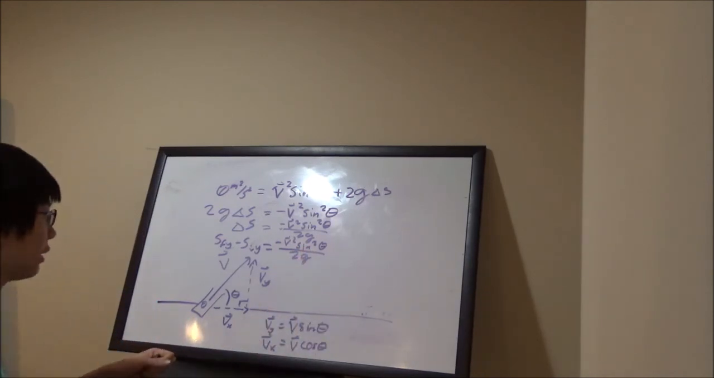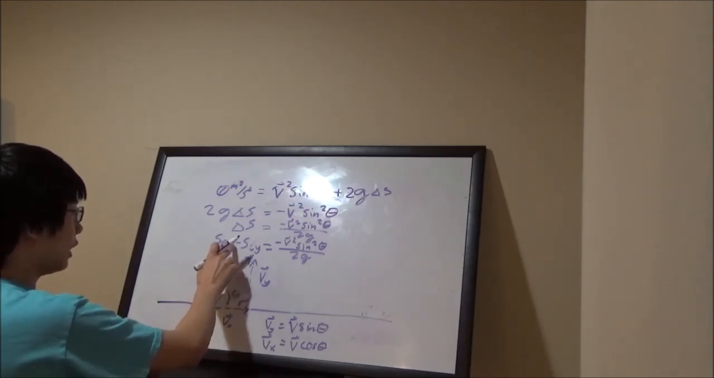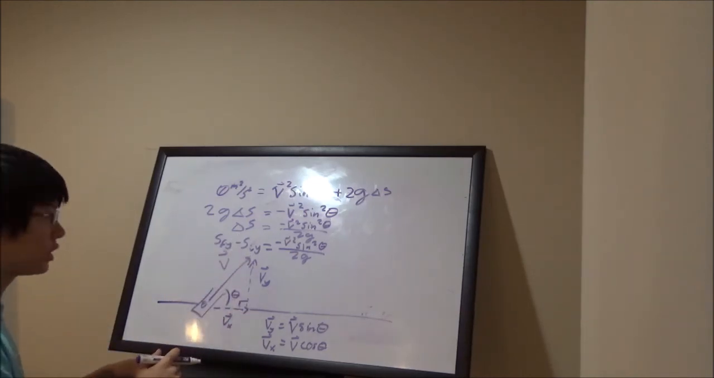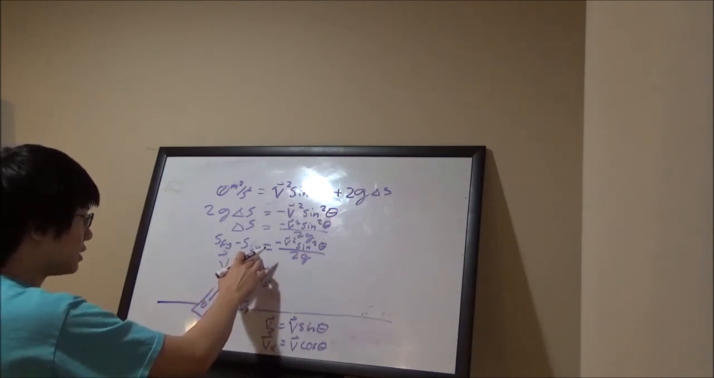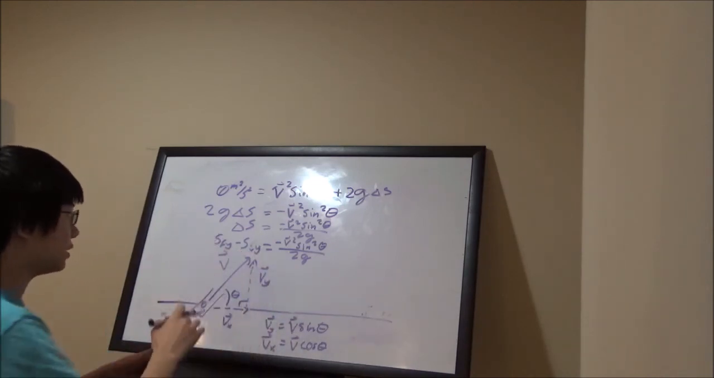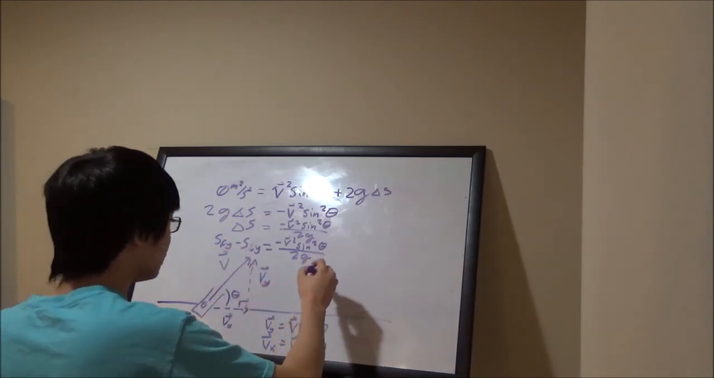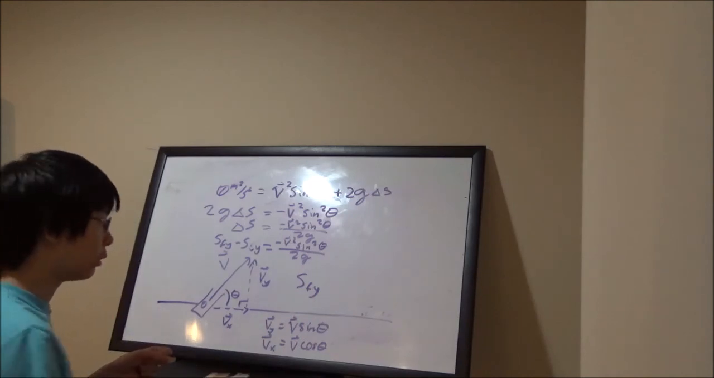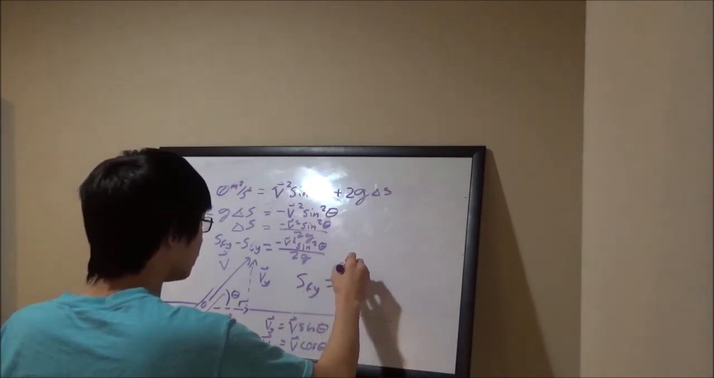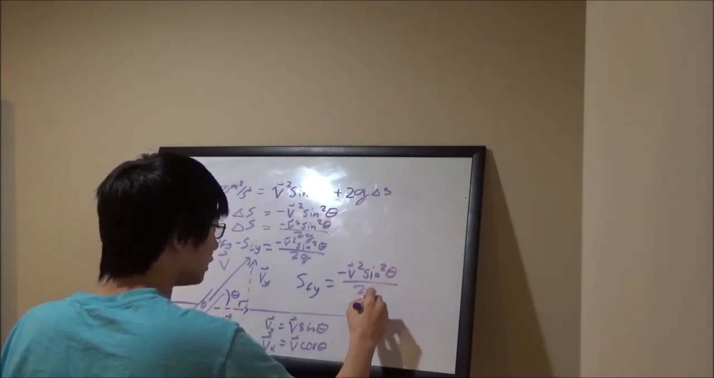Alright, so now that we have this, what we want to do is solve for our final height. So we're going to assume our initial height is 0, because it is 0, right? We start at the ground, and we want to find how high it went. So that means I can just say this is 0, and what I get is that s fy, our final position in the y direction, is equal to negative v squared sine squared theta over 2g.